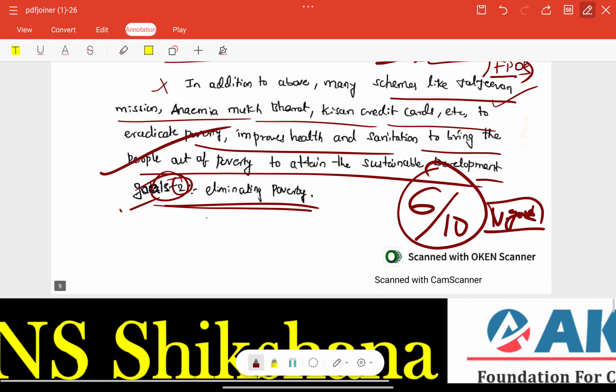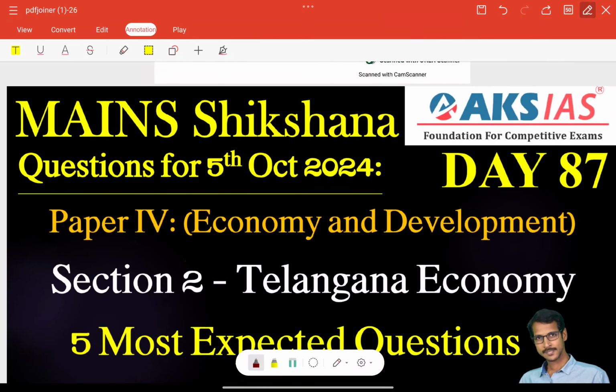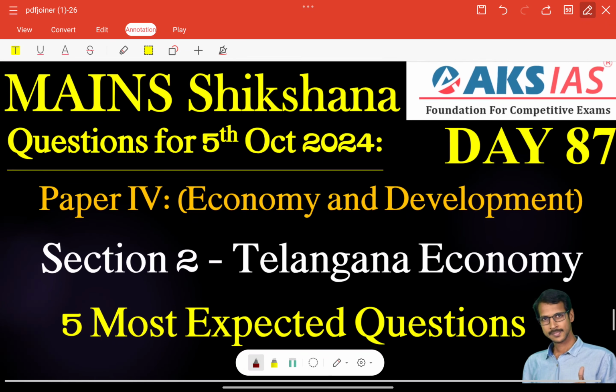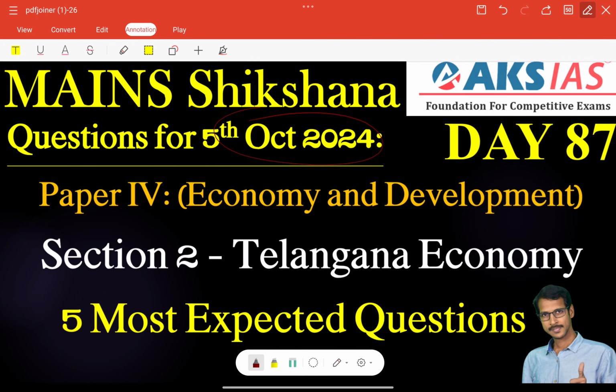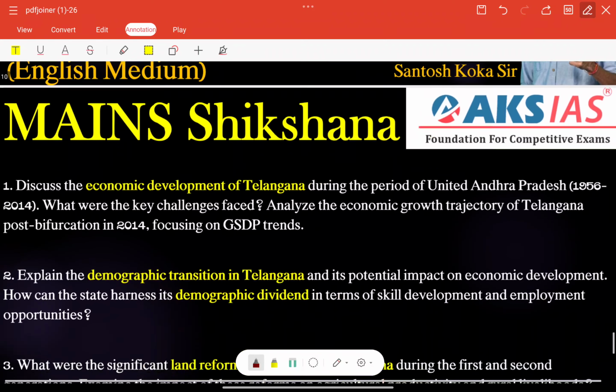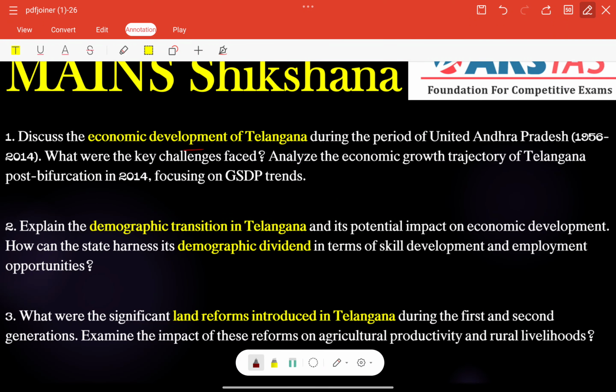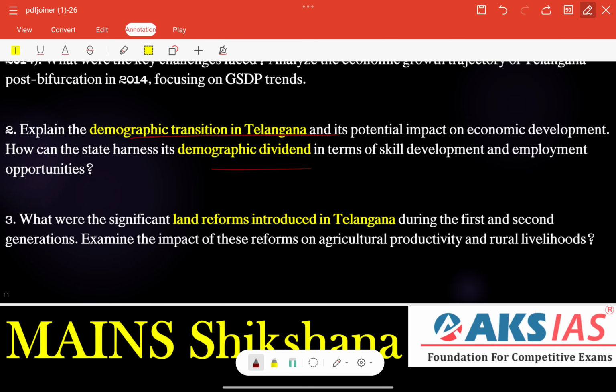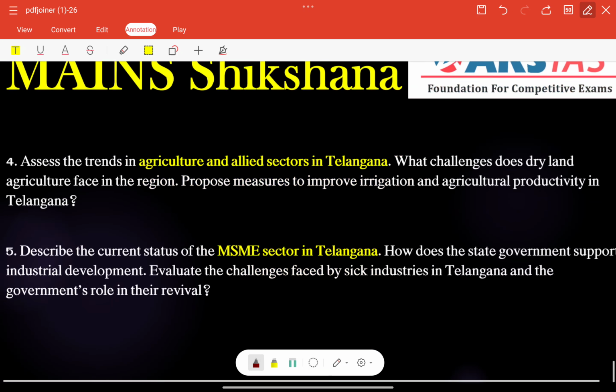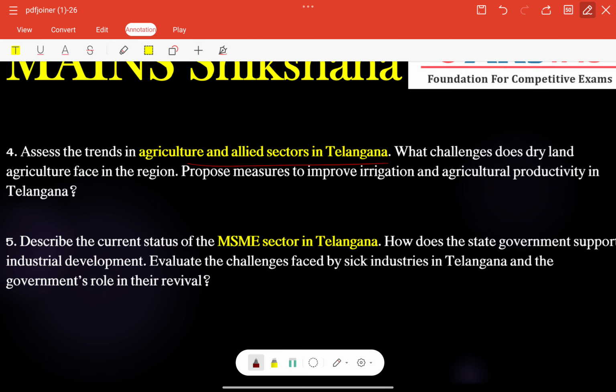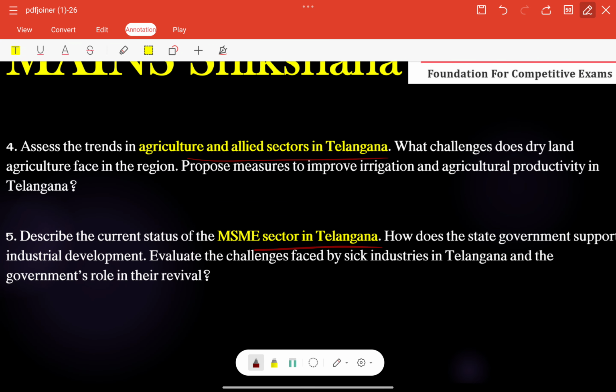Very good. So finally, main section of free initiative day 87, questions for 5th October 2024, Paper 4 Economy and Development, Section 2 Telangana economy. Five most expected questions are regarding economic development of Telangana, demographic transition in Telangana and demographic dividend, land reforms introduced in Telangana, agriculture and allied sectors in Telangana, and the MSME sector in Telangana. So prepare these 5 questions.